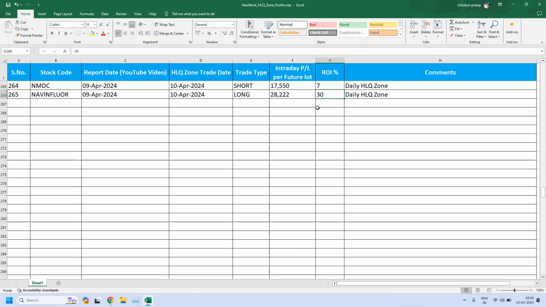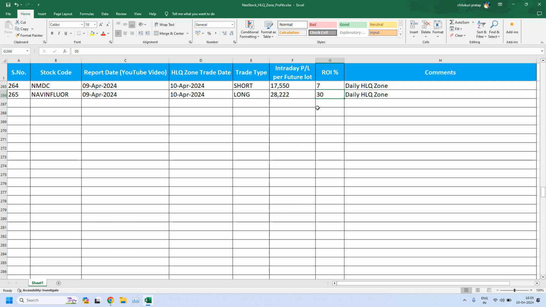So far we have seen the highest was something around 19% ROI in the past history. But this one is a 30% intraday ROI. We got extraordinary profit. Especially the ROI, return on the investment, as per one futures margin cost.